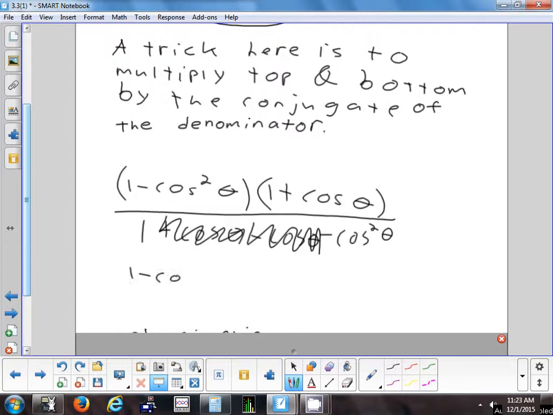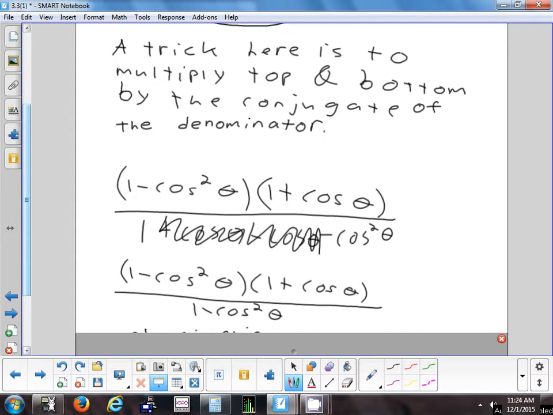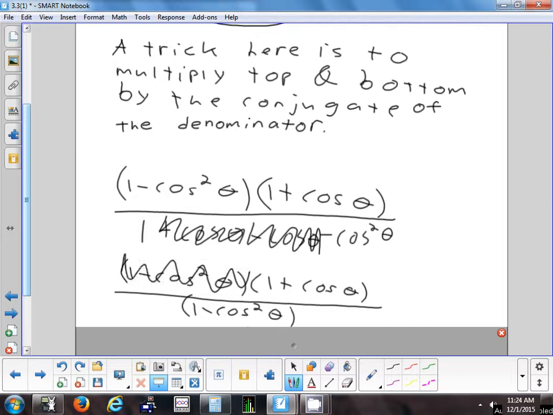Okay, so in the top, I have 1 minus cosine squared times 1 plus cosine. In the bottom, it's just 1 minus cosine squared. Okay. Now, look at what I have, and what's going to happen there? The 1 minus cosine squareds are going to cancel out. That's why I did not FOIL what was in the top, because I knew in the second step, this and that were going to cancel out.